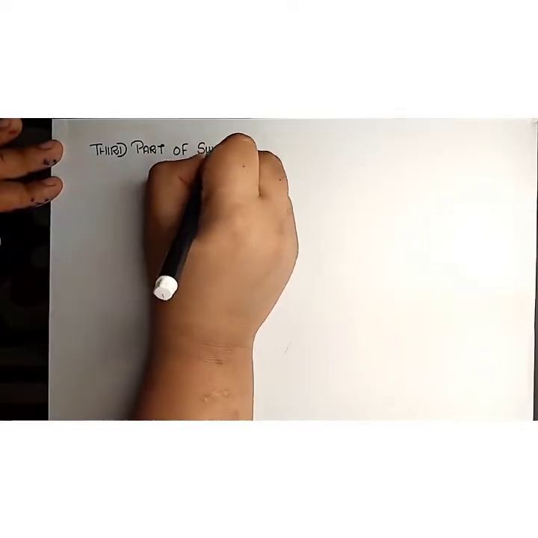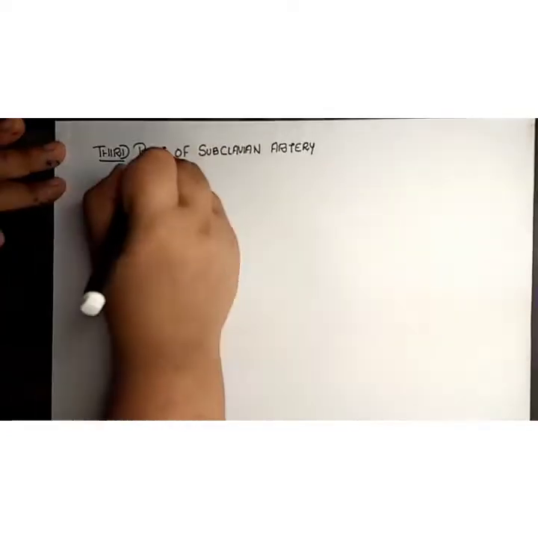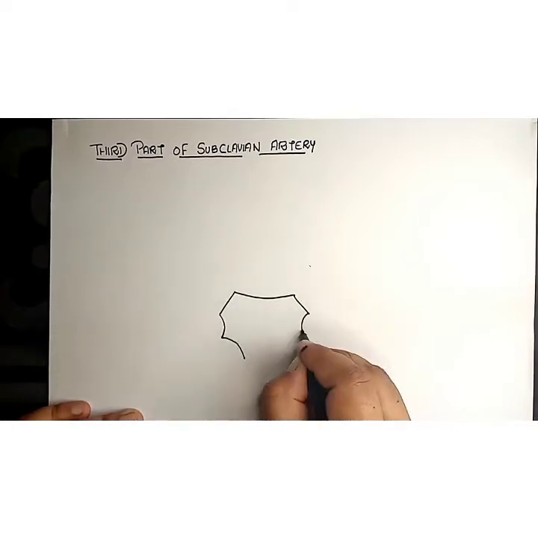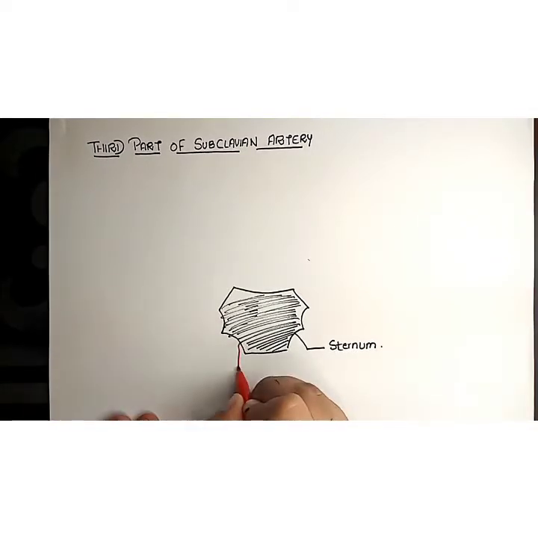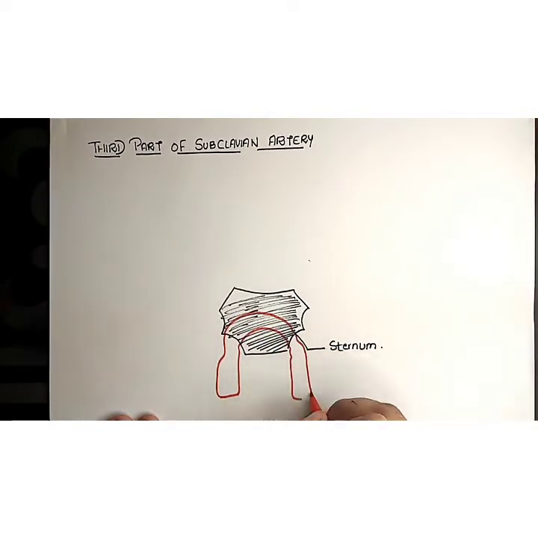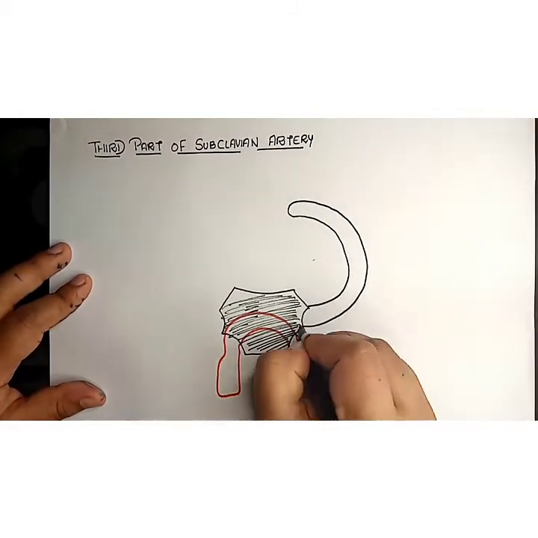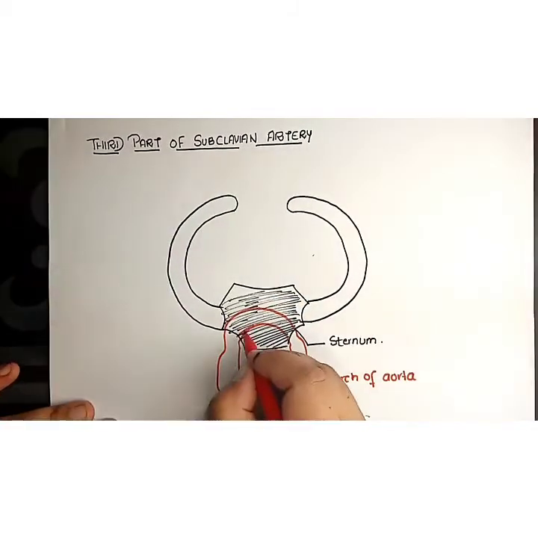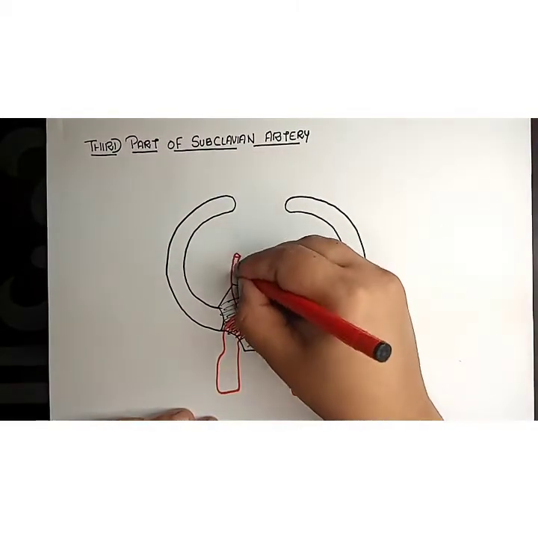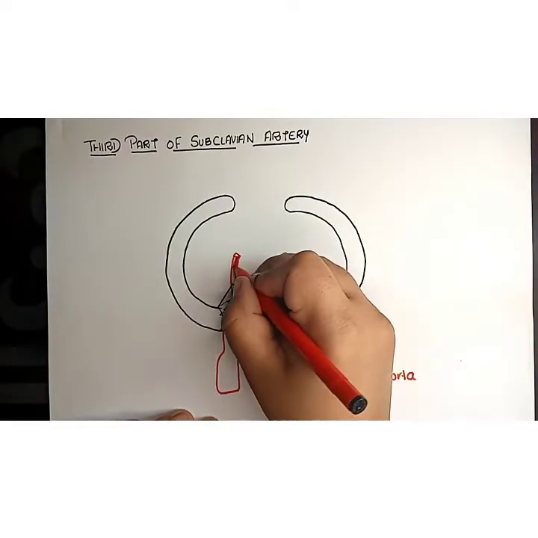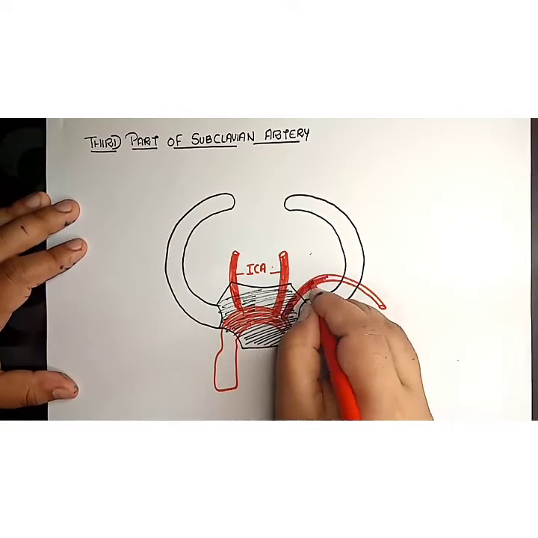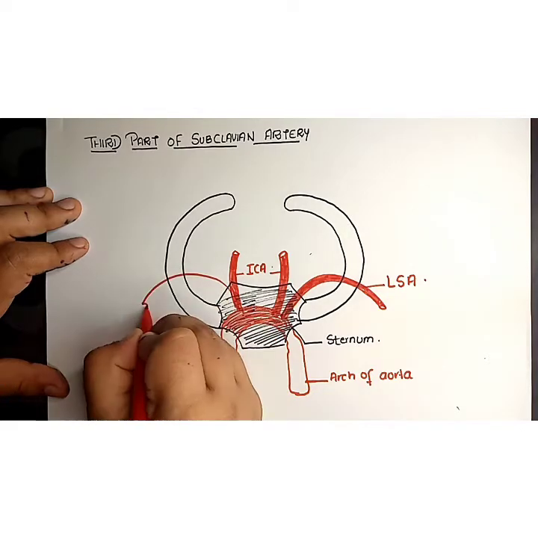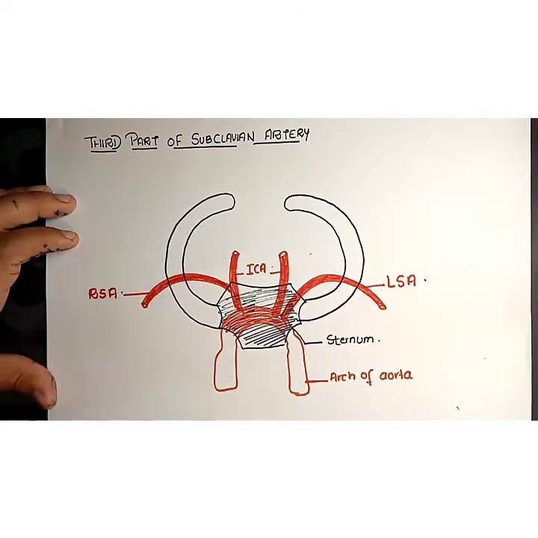Now I will explain how the subclavian artery is divided into three parts. So here is the manubrium sterni, the sternum, and anterior to the sternum is the arch of the aorta, and from the sternum arises the first rib. From the arch of the aorta, as I have explained just a minute ago, arise the internal carotid arteries, and the left subclavian artery arises directly from the arch of the aorta, and the right subclavian artery arises from the brachiocephalic trunk.